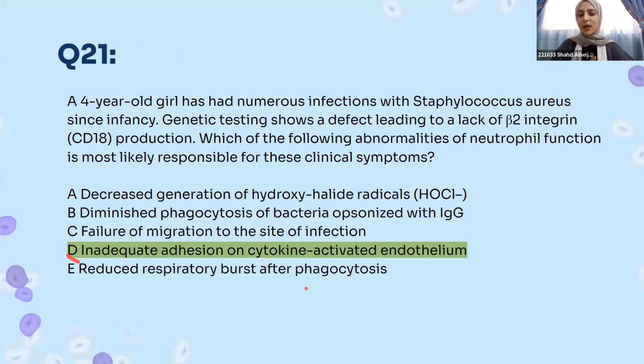Now, can anyone tell me which component integrin would bind to? ICAM, yes, exactly. Meanwhile, what would the selectins bind to? Yes, exactly, the Sialyl Lewis. So selectins are with Sialyl Lewis, while integrins are with ICAM. In this case, integrins would bind to ICAM on the cytokine activated endothelium, and this would allow the neutrophils, after they finish rolling, to attach and go into the area. So the correct answer is inadequate adhesion.